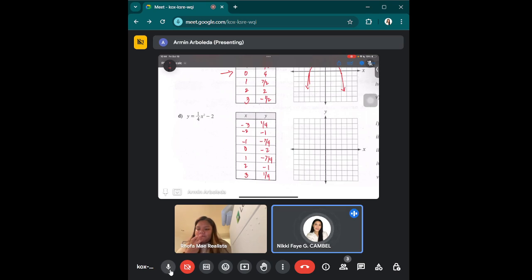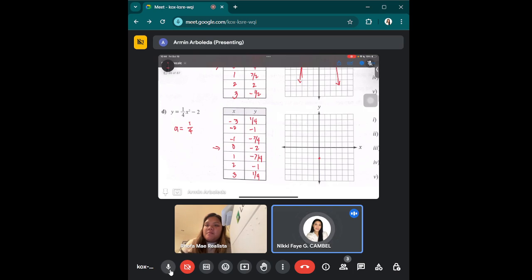Okay, let's try plotting it. Assume the vertex is where the intercept is, 0 and negative 2. It's right about here. So is it going to be facing upwards or downwards? What's our a? It's facing upwards, positive.